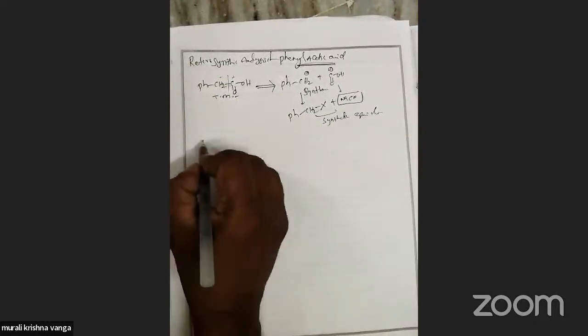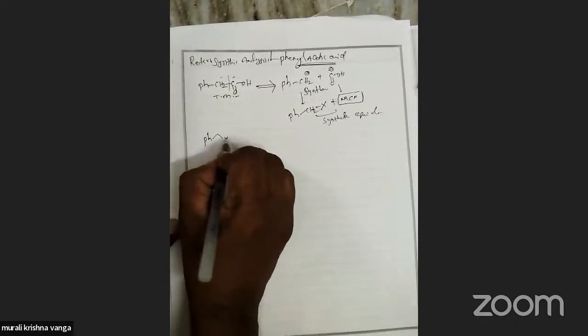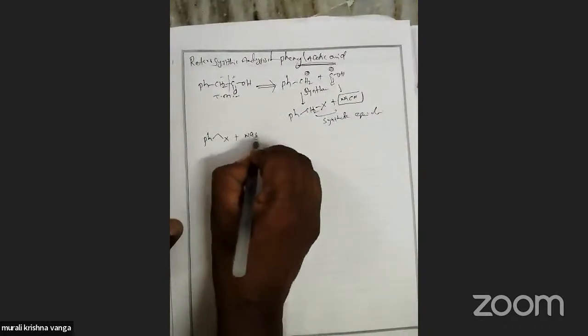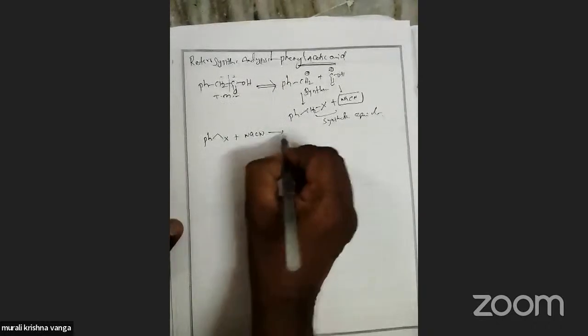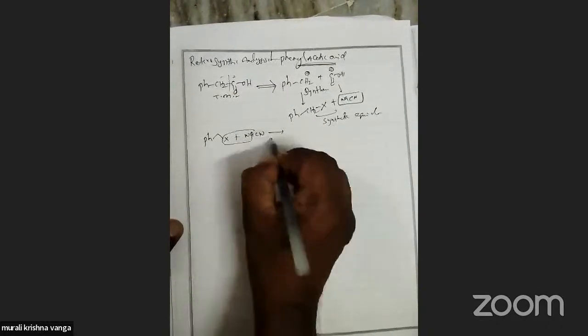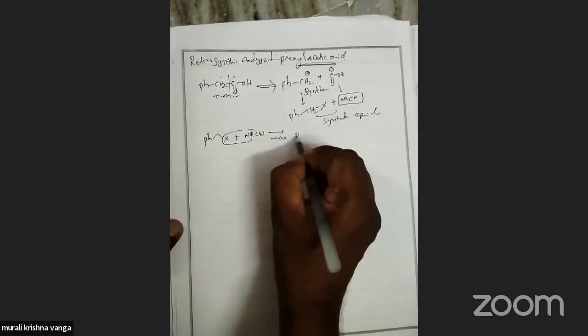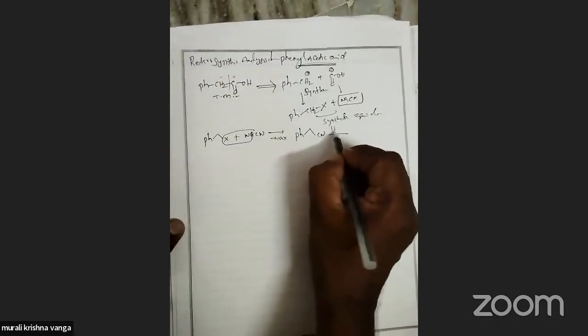So for the synthesis of the target molecule, benzyl halide reacts with sodium cyanide first, with loss of NaX, and forms benzyl cyanide. This benzyl cyanide under hydrolysis gives phenyl acetic acid, the target molecule. So these are readily available materials.